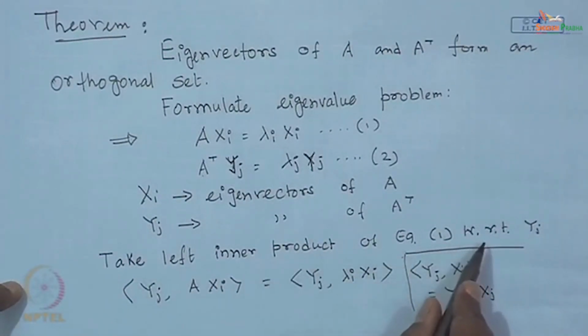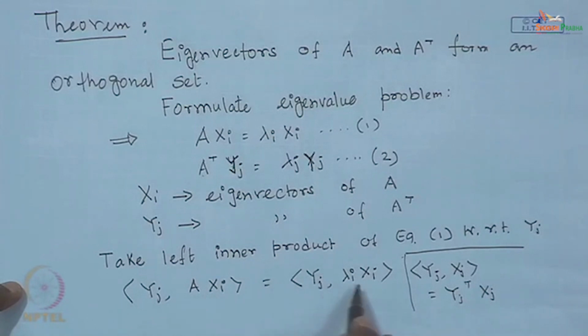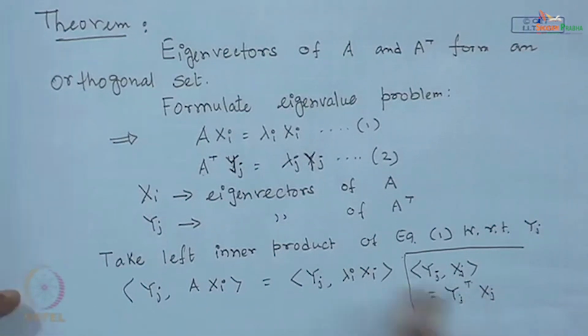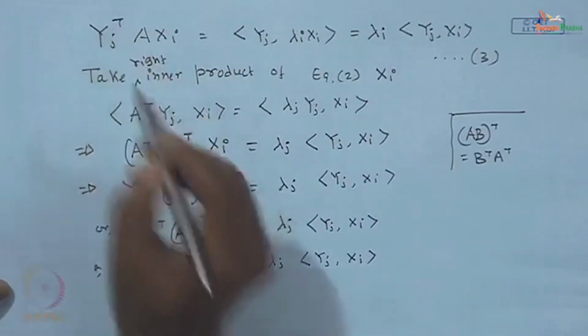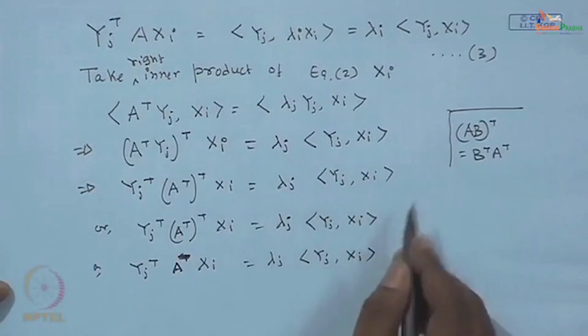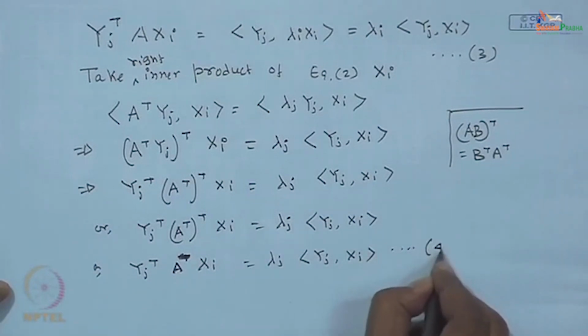If you look into the earlier derivation, when we take the left inner product of equation number 1 with respect to y j, it will be the inner product of y j and A x I is equal to the inner product between y j and lambda I x I. We invoke this property, inner product of y j and x j is y j transpose x j. So, in this equation we will be having a transpose over here. So, that is equation number 3 and this is equation number 4.